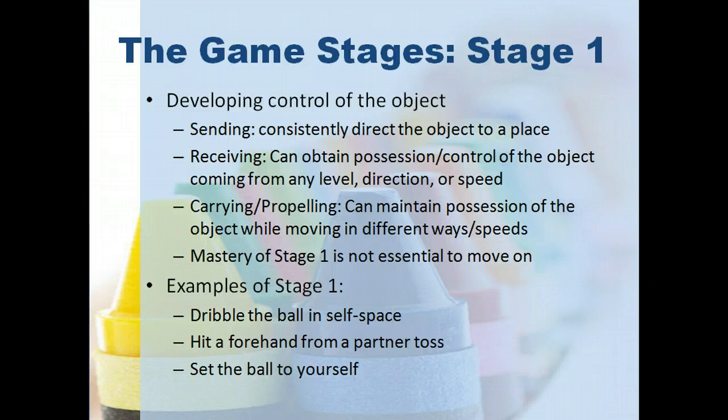Stage 1 for games is a very simple stage. In other words, learners are usually able to develop control of an object. They can propel it, they can send it, they can receive it, and so on. They can dribble a ball in self-space, for example. They can hit a forehand from a toss. They can set a ball to themselves, but trying to combine skills and so on might be something that's difficult for them to do.